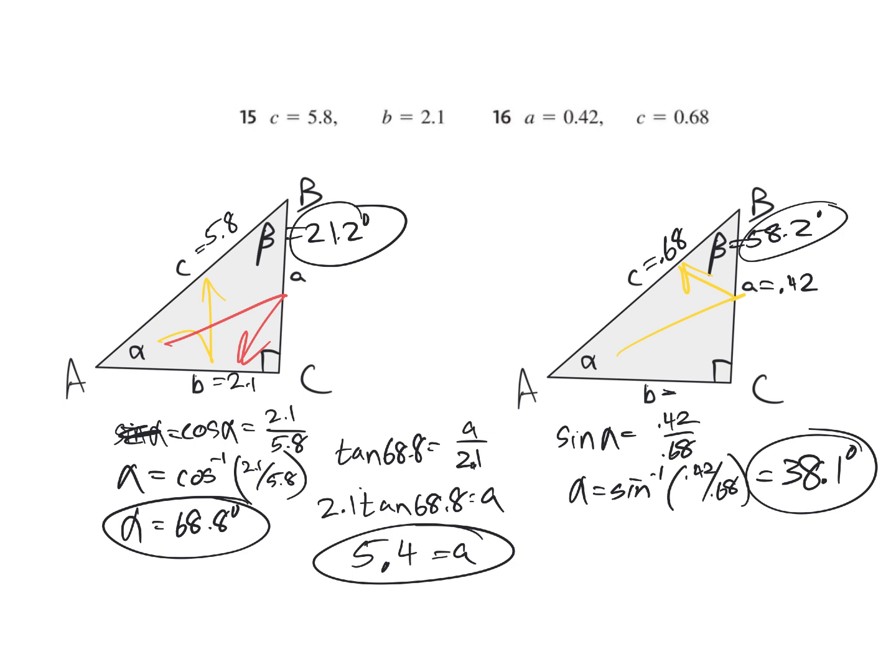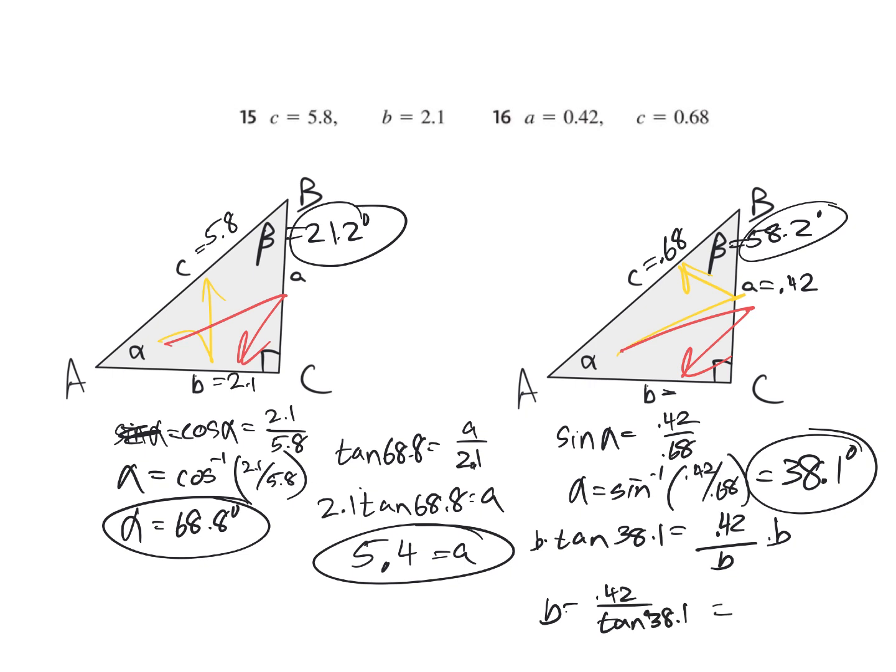So now to get B, we will go ahead and do opposite over adjacent. So that's tangent. Tangent of 38.1 is equal to 0.42 over B. Multiply both sides by B. So B is 0.42 divided by the tangent of 38.1, which gives us 0.54. That's B. So there are all your answers that you need.